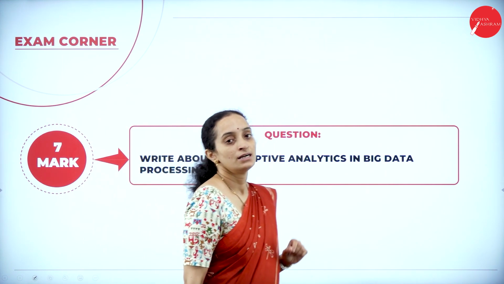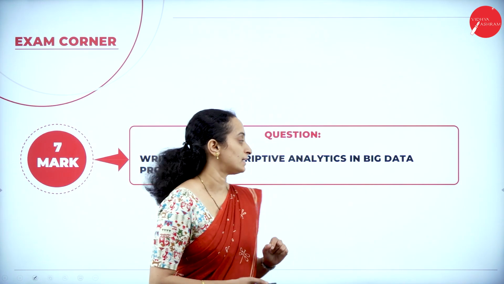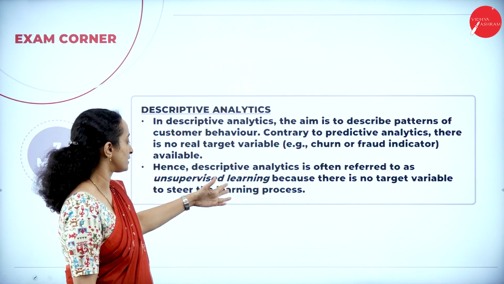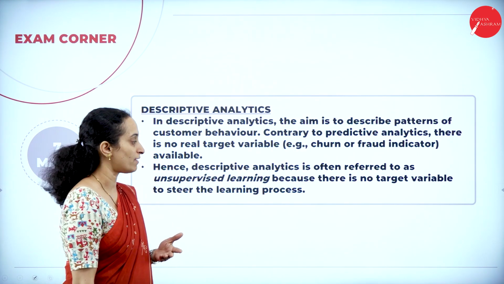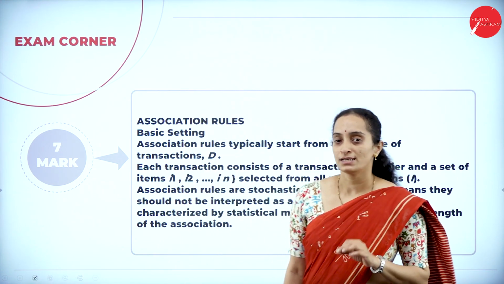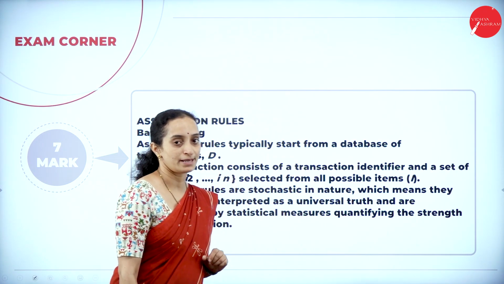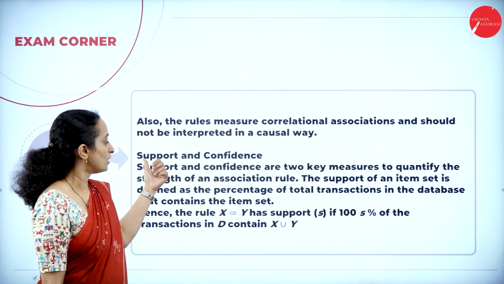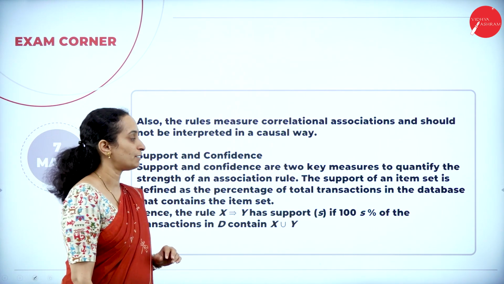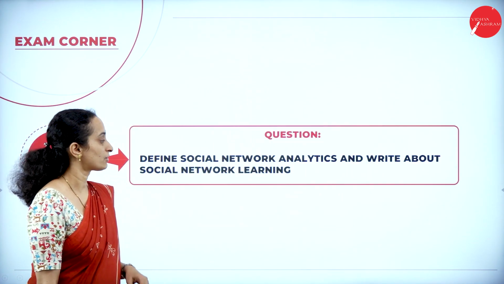Next question is about descriptive analytics in big data. Here we have the descriptive analytics explanation. It is called unsupervised learning. It will have association rules. How the data are associated with each other will be explained in this answer. You will have support and confidence. How the data are interdependent on each other will be explained in this question.